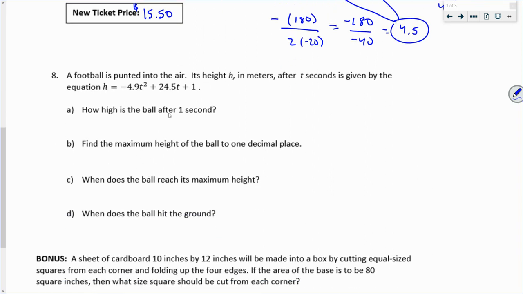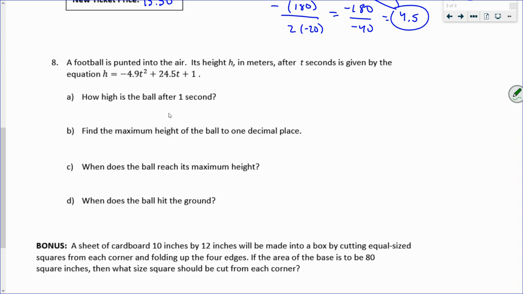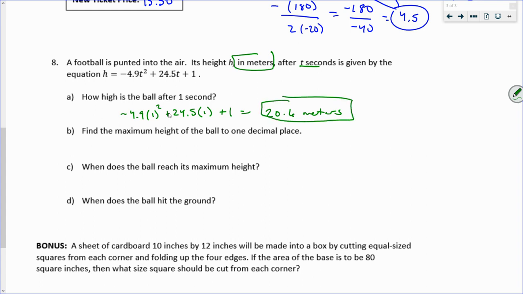All right. This was kind of similar to our last quiz where I put a stretch problem on there that we hadn't quite perfectly gone over. There was one just like this on the review sheet we had taken, but let's go ahead and see. So t is seconds. How high is the ball after 1 second? So if we plug in 1, we get 20.6 meters. It's in meters.